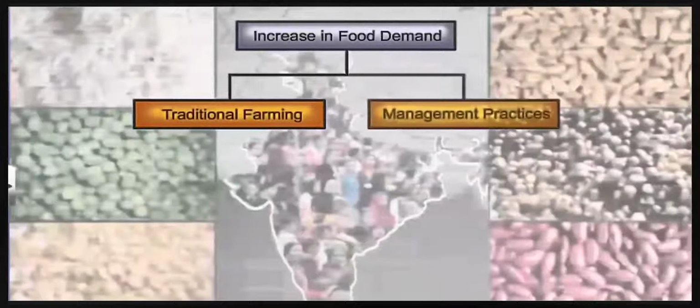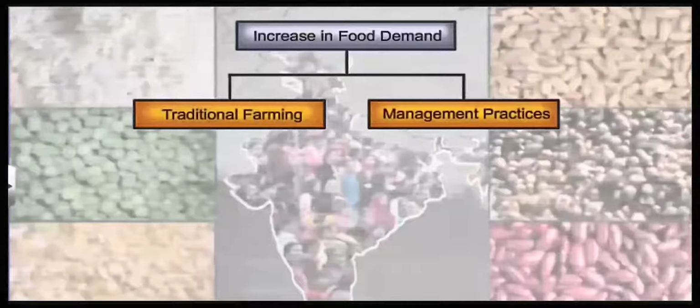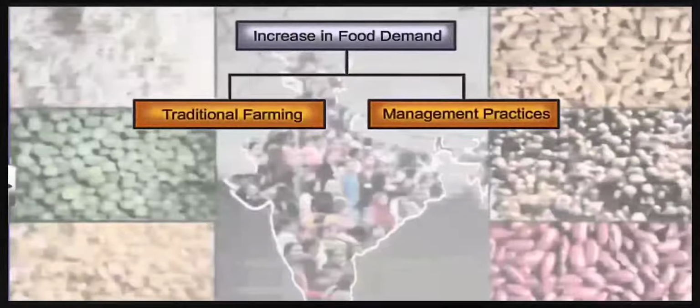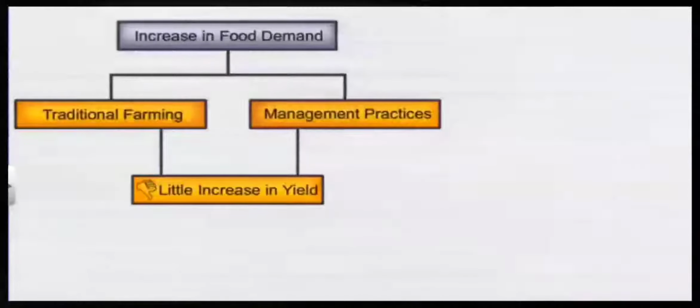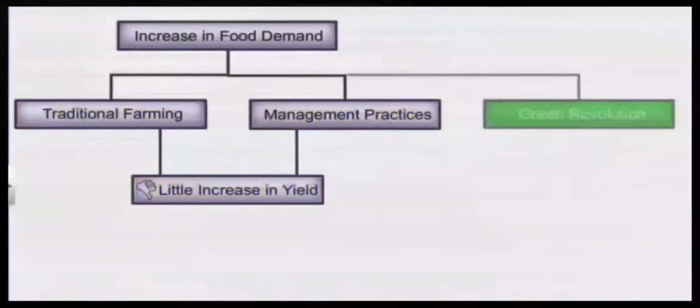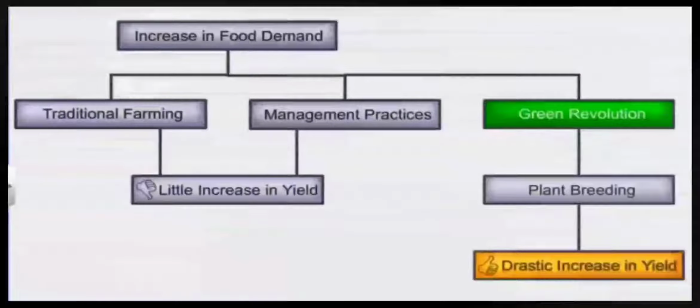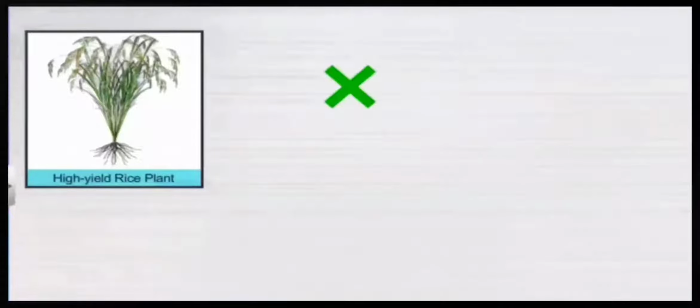And with the increase in food demand due to increase in population, initially traditional farming methods were integrated with good management practices. But there was very little increase in yield. So, in the 1960s, a new concept of green revolution was introduced in our country by adopting better plant breeding methods, which resulted in a drastic increase in the yield.